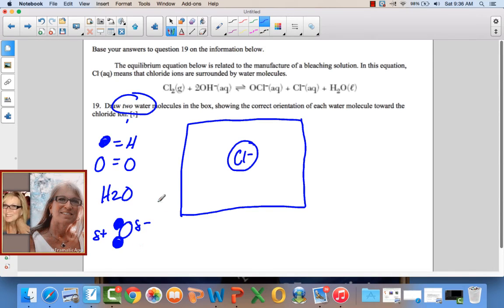So once we remember what the charges are, we then have to remember that like charges repel, opposites attract. So my H's are going to be close to my Cl because that is the positive side of the molecule. We'll draw two of them because they want two water molecules. There you go. That's what it would look like.